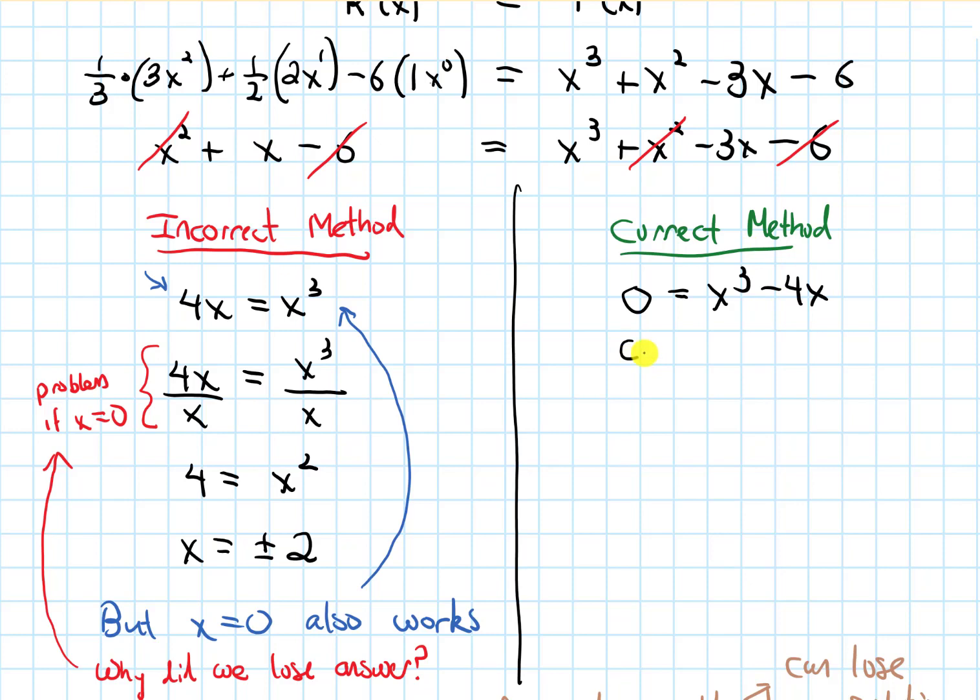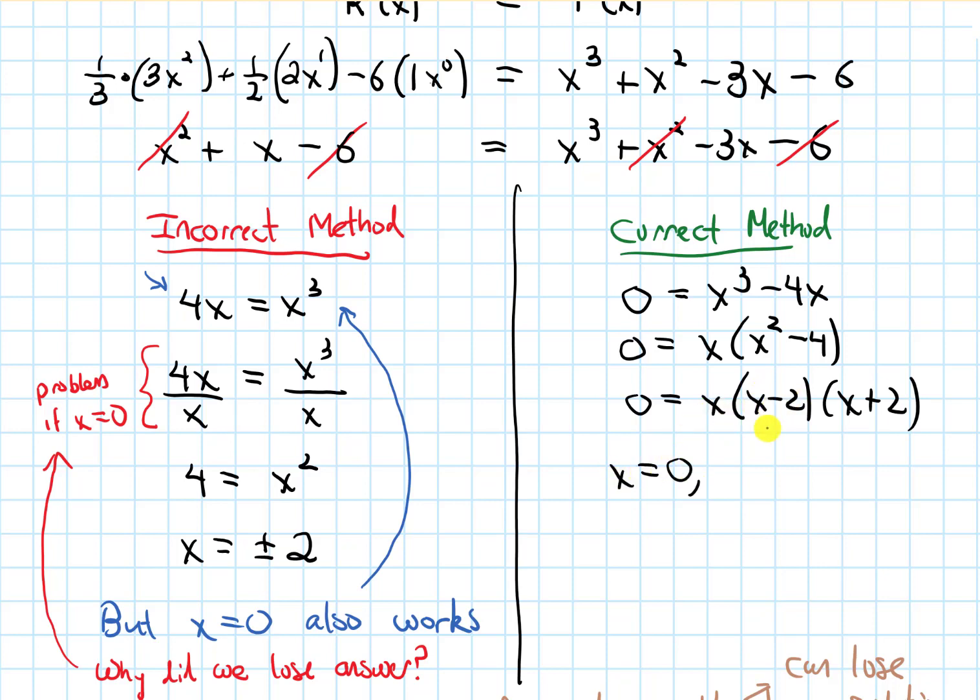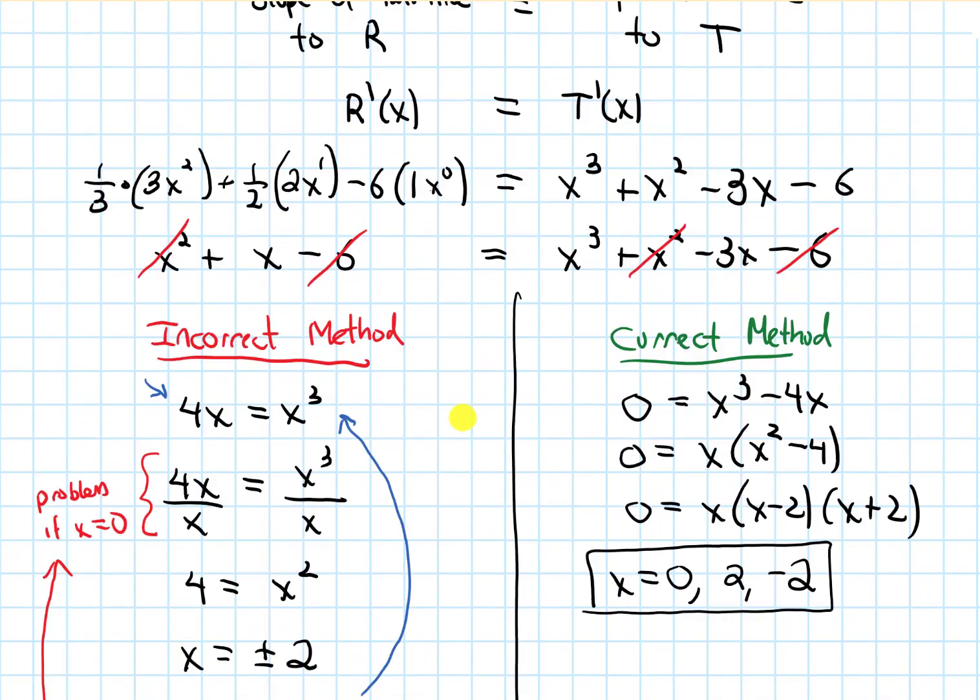And now I can factor that term that I wanted to divide before, the x. If I factor it, I'm left with x squared minus 4. And that factors more. This is x times, that's the difference of squares, x minus 2 times x plus 2. So now I can see that x equals, from the x term, 0. From the x minus 2, it could be 2. And from the x plus 2, it could be negative 2. So I get these three values, and that is my answer. Now I have all the solutions.